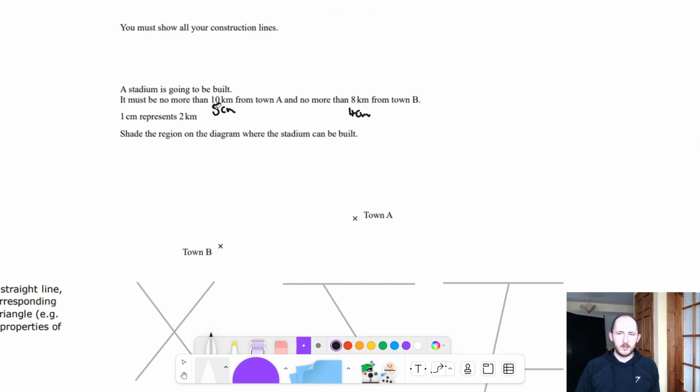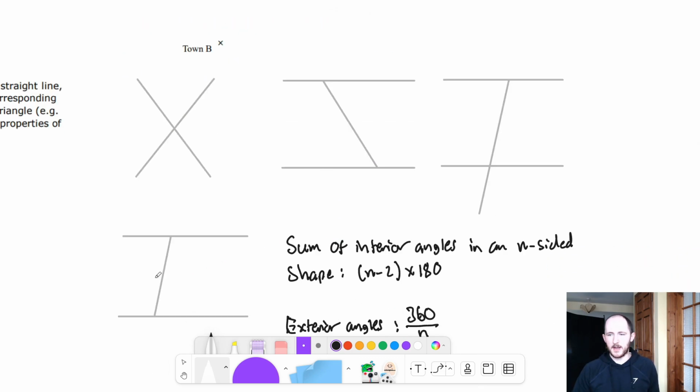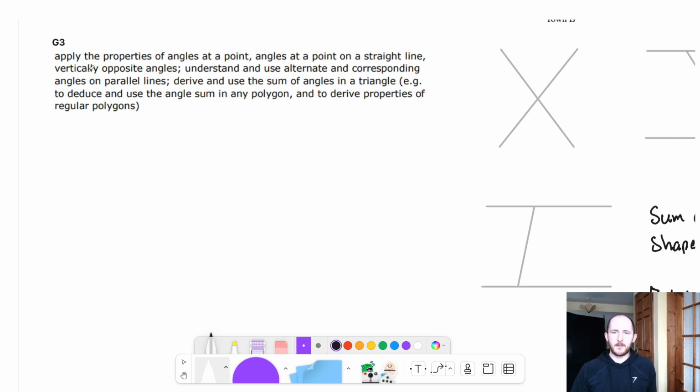So what you're going to do is set your compass to 5 centimeters, put a point on B, and draw a circle. Full 360 degrees. Same thing on A, but you move your compass to 4 centimeters. Do the same thing. They will overlap somewhere in the middle. You shade that overlap. Easy as pie. You then apply the properties of angles at a point, straight line, and so on.